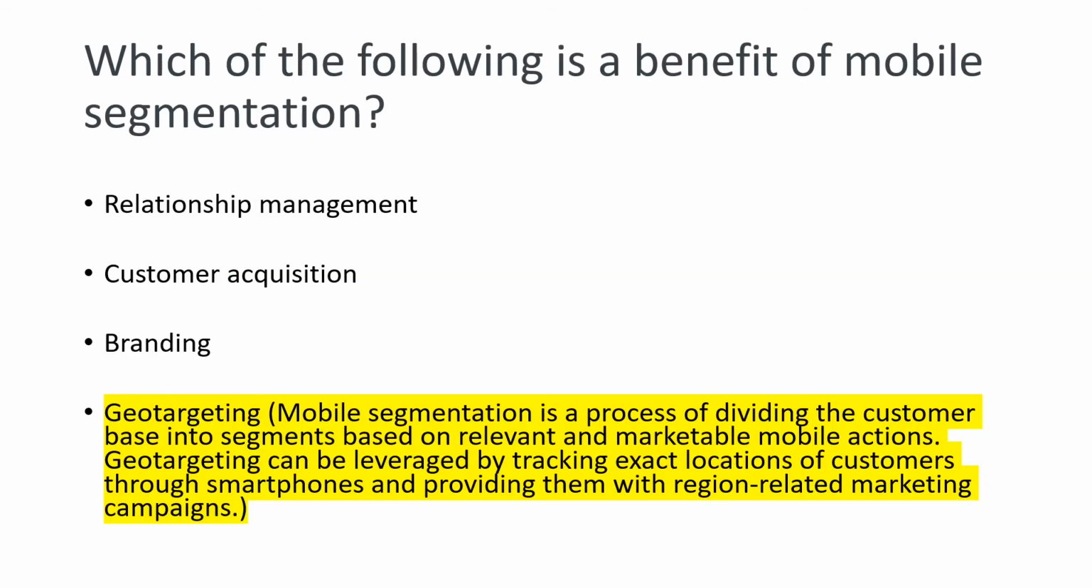155. Which of the following is a benefit of mobile segmentation? Geo-targeting. Mobile segmentation is a process of dividing the customer base into segments based on relevant and marketable mobile actions. Geo-targeting can be leveraged by tracking exact locations of customers through smartphones and providing them with region-related marketing campaigns.